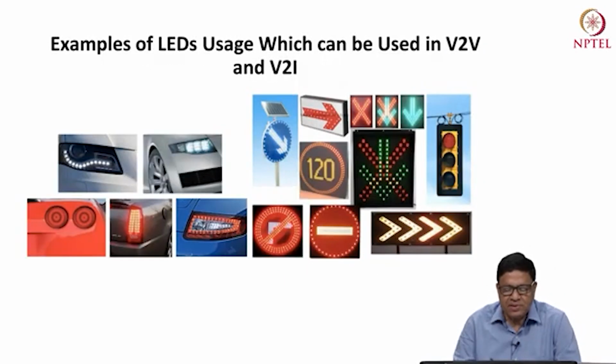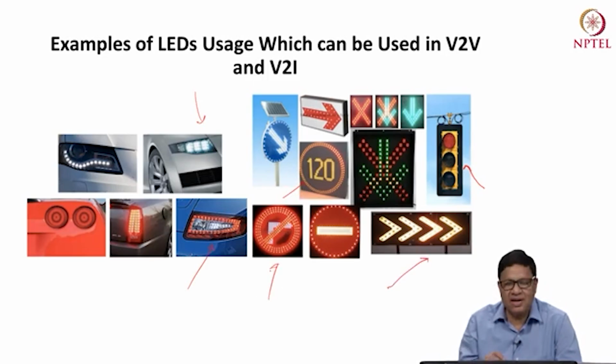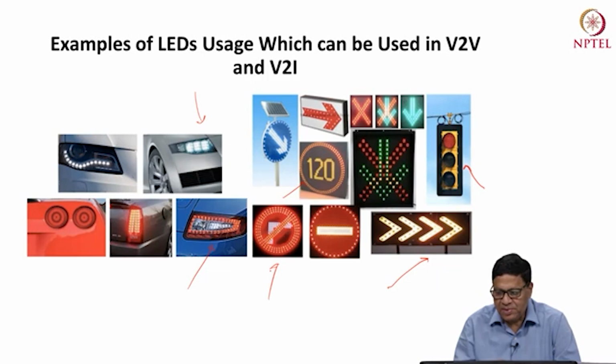So these are the examples of LED which will be used in vehicle-to-vehicle communication and vehicle-to-infrastructure communication. You see some signs here: road signs, traffic lights, headlights, the tail lights, the direction signs, turn signs, things like that. They're all LEDs. So these are the LED objects which are actually the transmitter, which will be used for communication, for both vehicle-to-vehicle communication and vehicle-to-infrastructure communication.